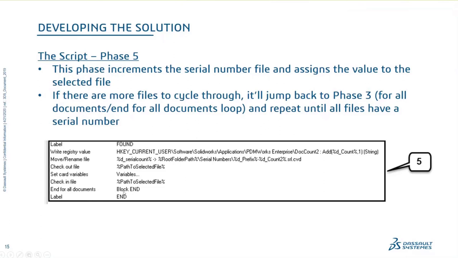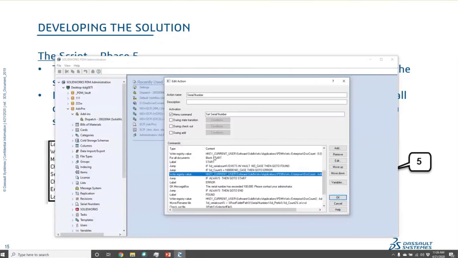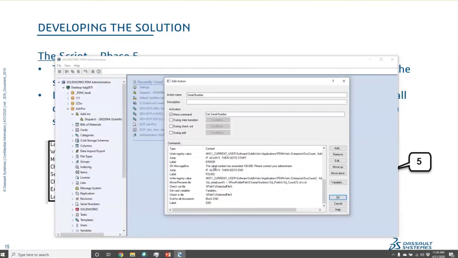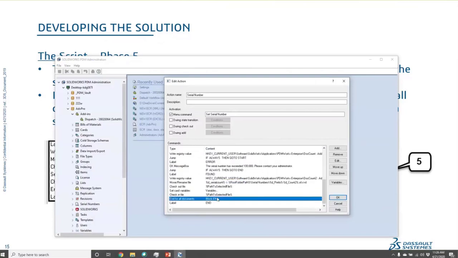And we have a loop here. So phase three, or I think it's here. Let's look at the script. If we look here, the for all documents loop actually starts all the way up here in phase three, and then it ends all the way down here in phase five. So it's going to run this on every single file. Three, four, and five run on every file that you initiated the script on.